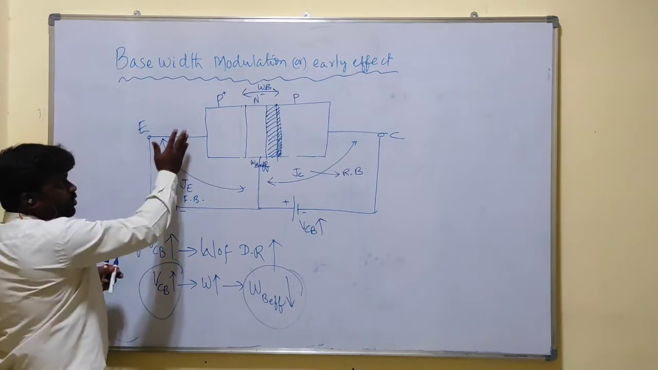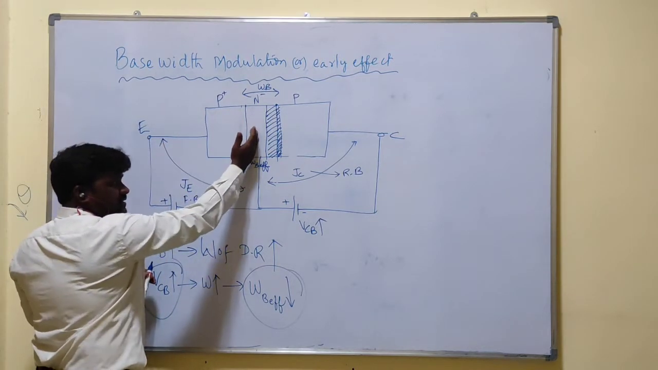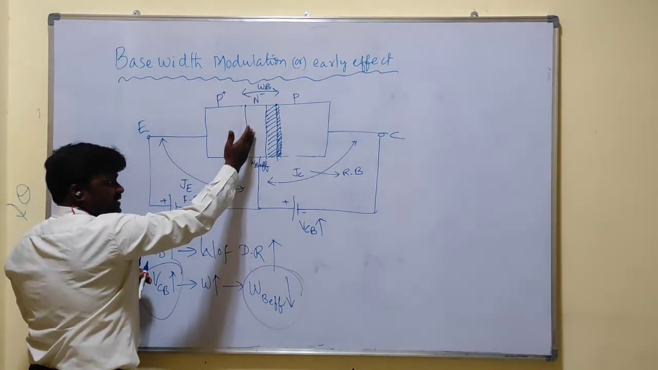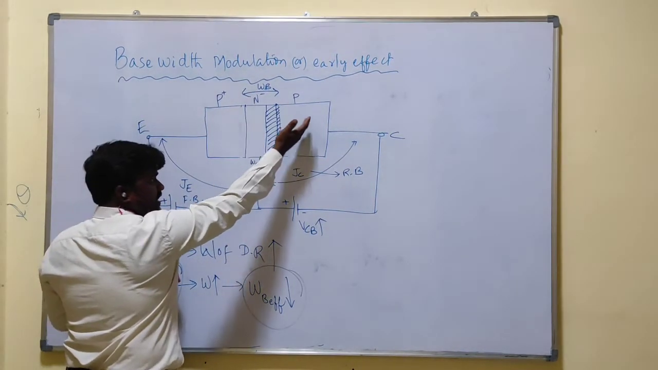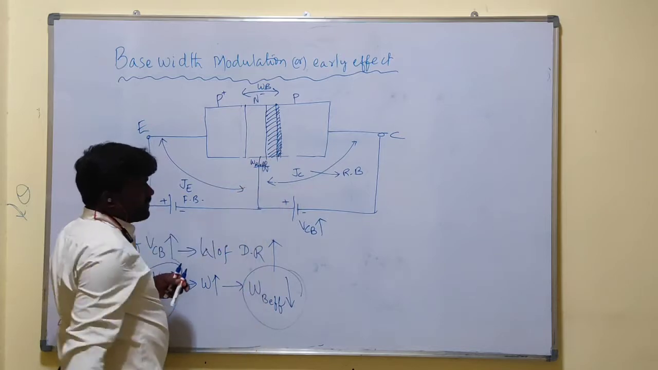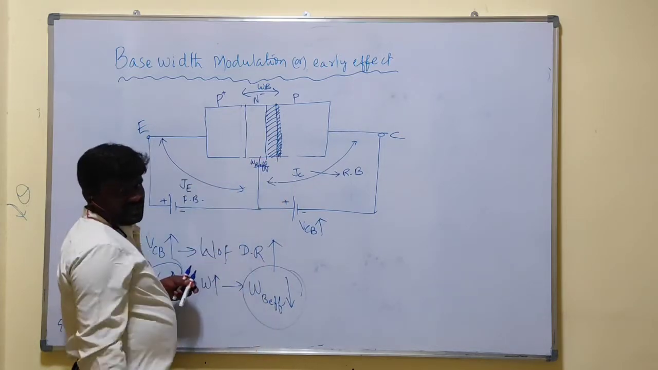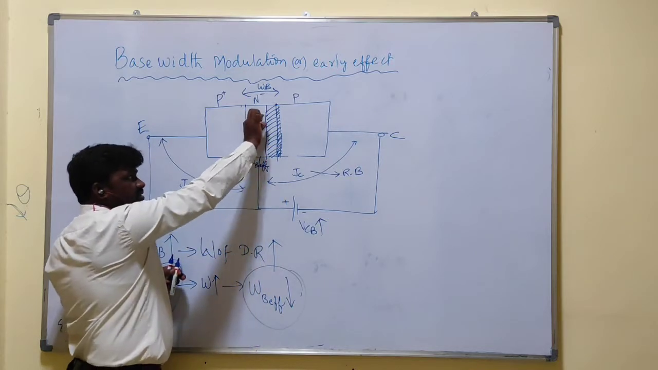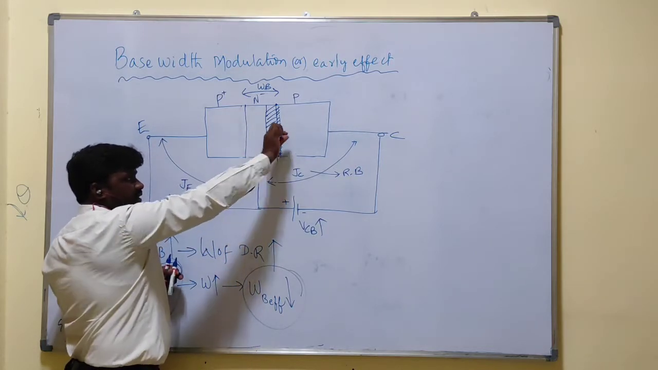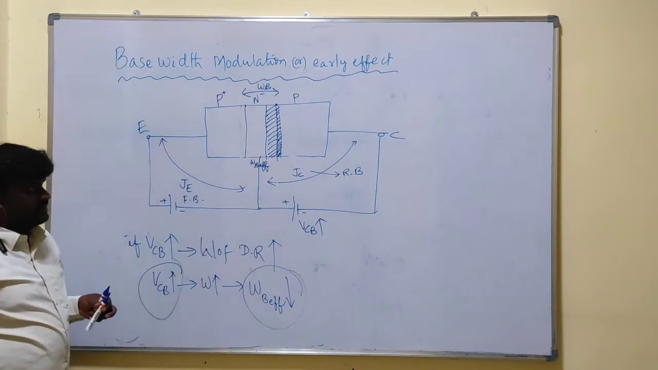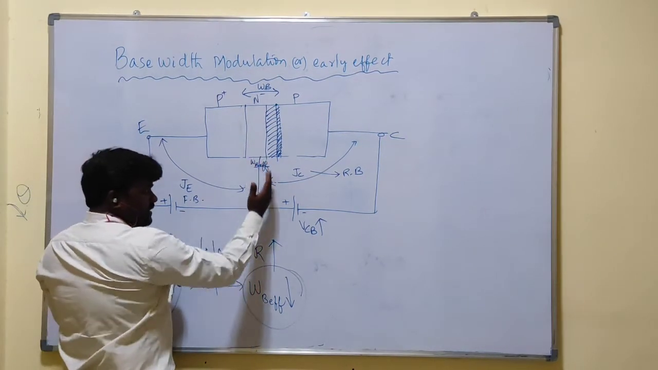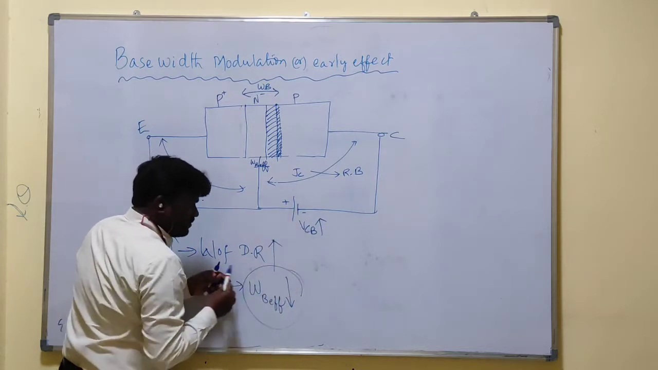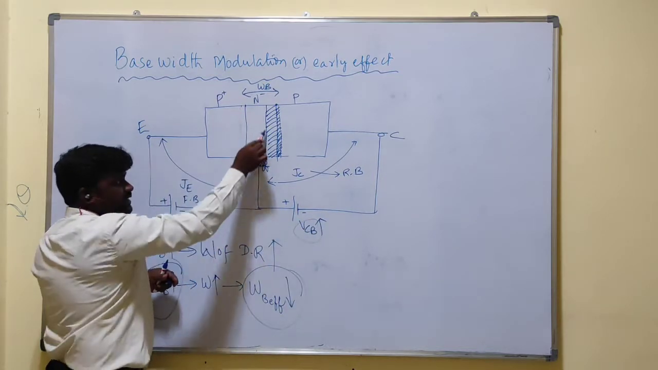In that case, holes are injected into this base region, and after injecting into the base region, these charge carriers can reach the collector region with the help of the built-in potential. A field is induced here, and with the help of that field, these charge carriers can sweep out into this collector region. In the previous case, if the reverse bias is smaller, we have the width like this.